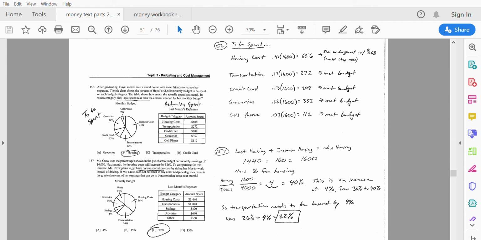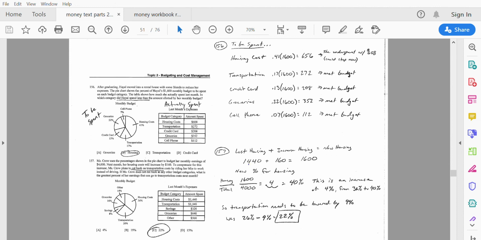So basically what's happening, it's kind of like 155. There's going to be an increase in housing. She needs to take that and she's going to decrease transportation. And then the final answer there is figuring out what percent she could use for transportation. So there's a couple ways of doing this. So let's look at how I showed in here first.